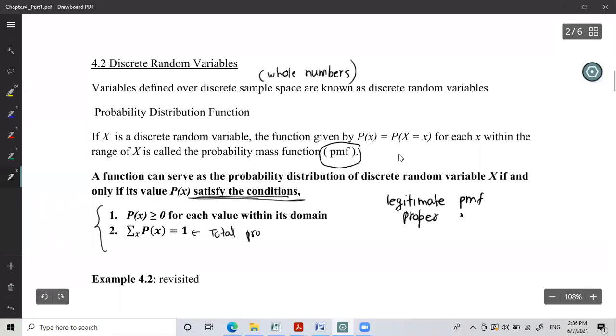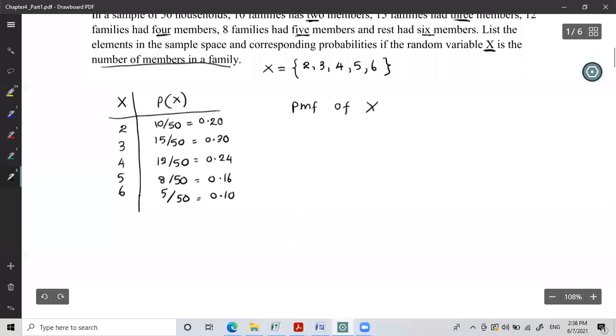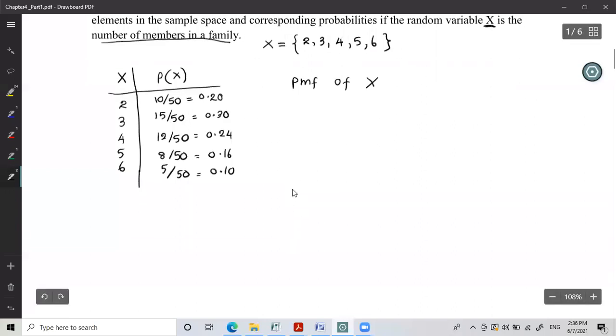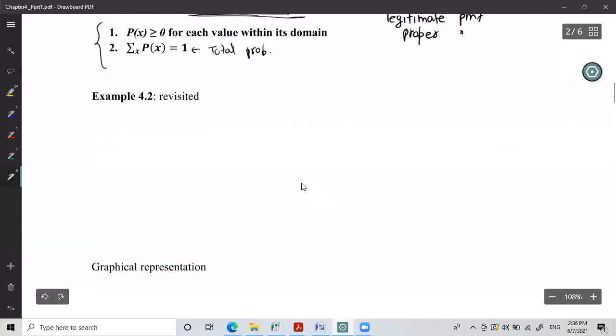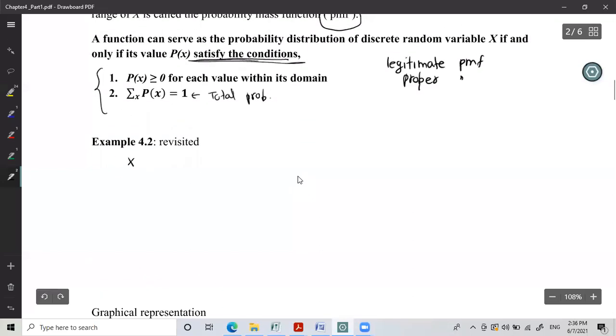Again, this is obvious because your probability distribution or PMF is actually what? That shows how the total probability 1 is distributed among all possible outcomes. So if you add these values, it should add up to 1, right? So let's check it, okay? So let's use the same example. I'll write the PMF again. 2, 3, 4, 5, 6 and corresponding probabilities.